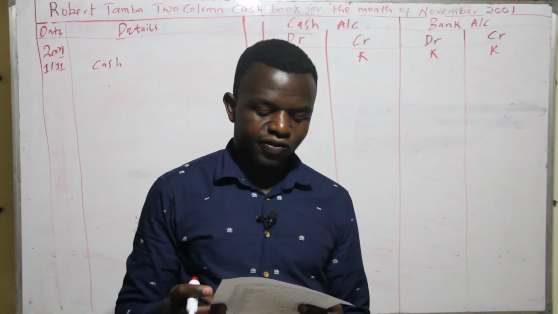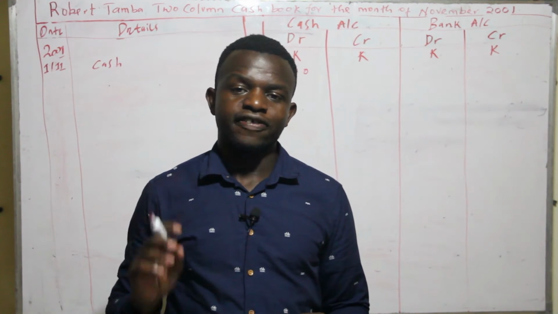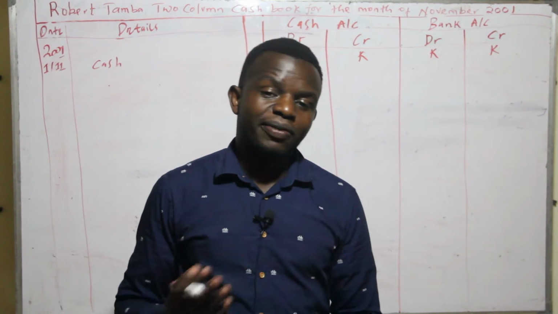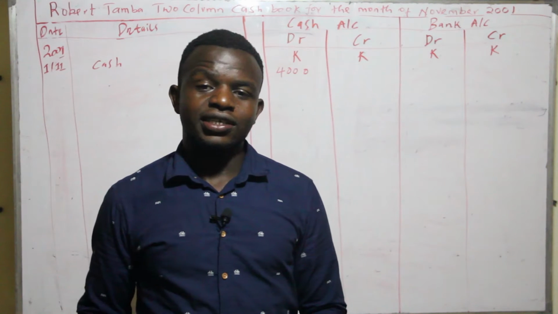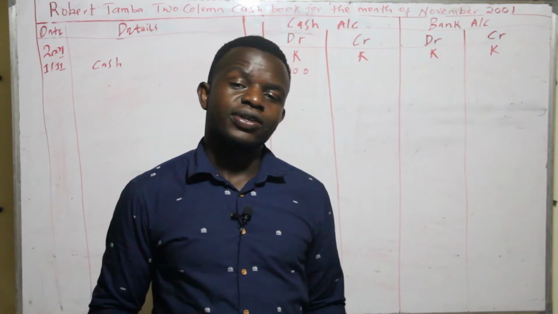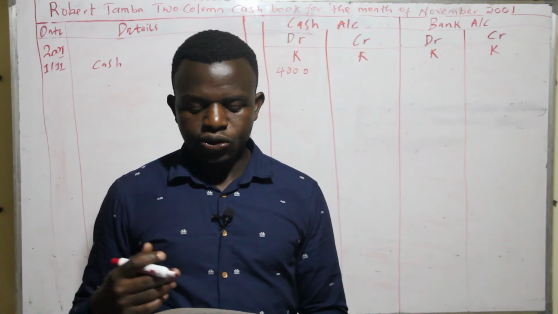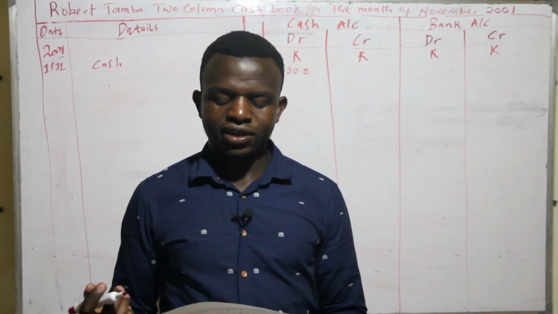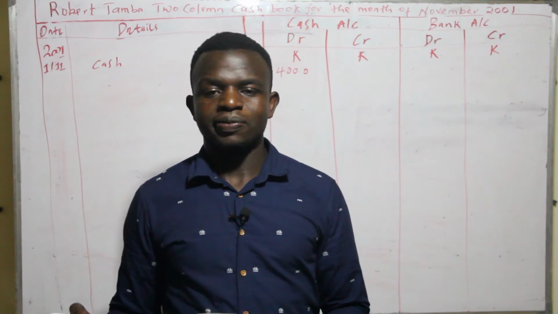Then on the 2nd of November, opened a bank account and deposited 250 kwacha. So this type of transaction is a contra-entry transaction. A contra-entry transaction means that one account is receiving while the other account is giving out, or one account is being debited while another account is being credited. So in this instance, opened a bank account and deposited 250. That means that cash is going to be credited and bank is going to be debited.